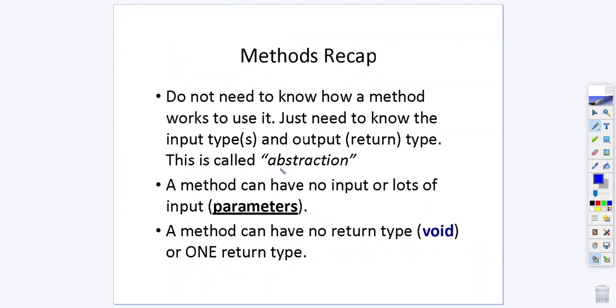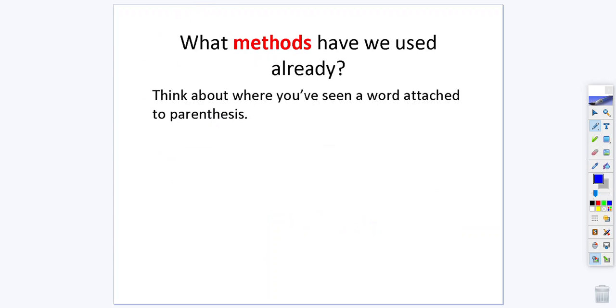So you don't have to know how a method works to use it. You just have to know what inputs are required. So that's your parameter list: how many, what kind, what order, and you have to know what is output or returned. This concept is abstraction. You don't have to know the details to be able to use it. So remember, a method can have no input or lots of input, and it could have no return type or one return type. We've already used methods.